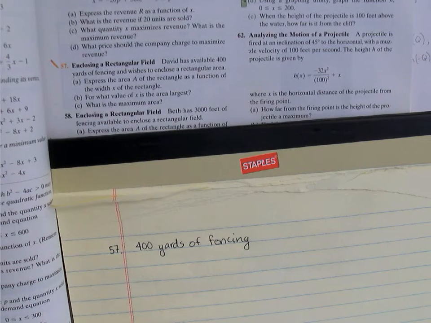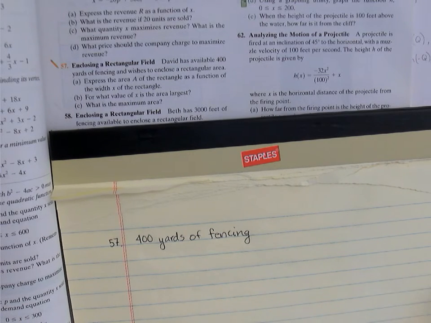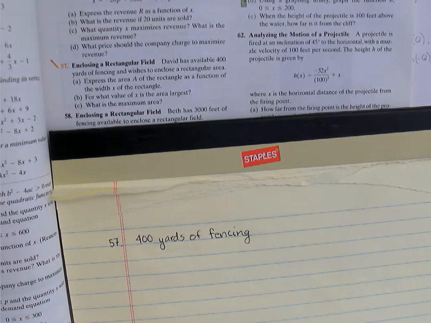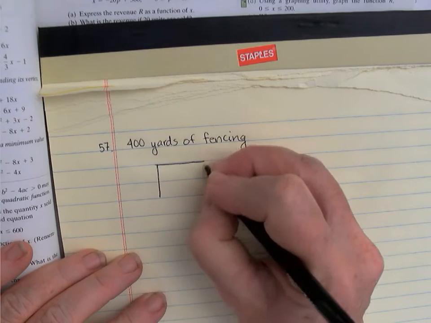I'm also going to demonstrate number 57 because this is kind of a classic calculus optimization problem. The situation is David has 400 yards of fencing and he wishes to enclose a rectangular area. So I'm just going to sort of draw this. We know he needs to enclose a rectangular area.